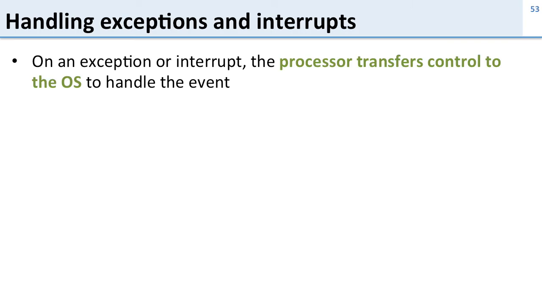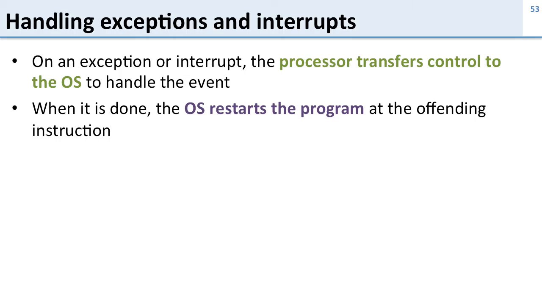So how do we handle these exceptions and interrupts? Well, when we get an exception or an interrupt, the processor is going to transfer control to the operating system, which is going to handle the event. So when the operating system is done, it's going to restart the program at the offending instruction. So that is, on an exception or interrupt, we're going to go to the operating system, and the operating system is going to take care of it.